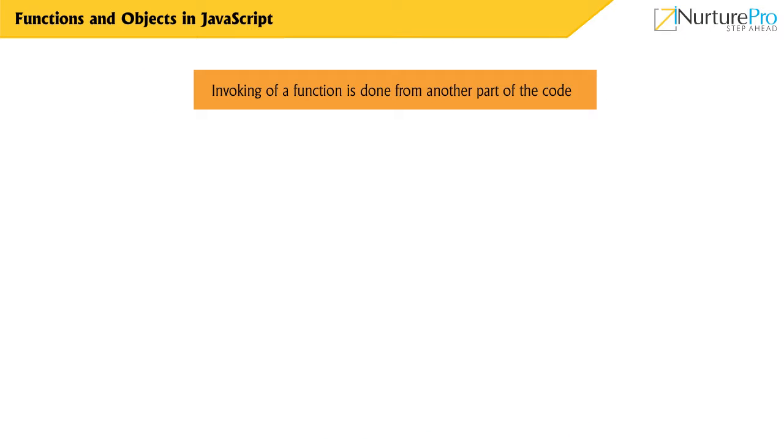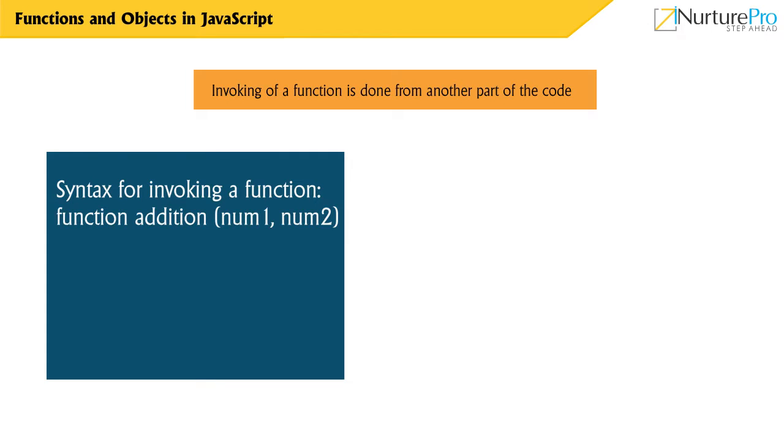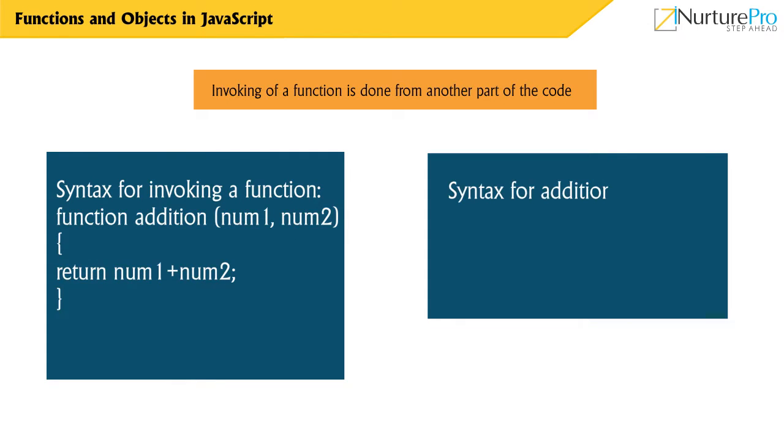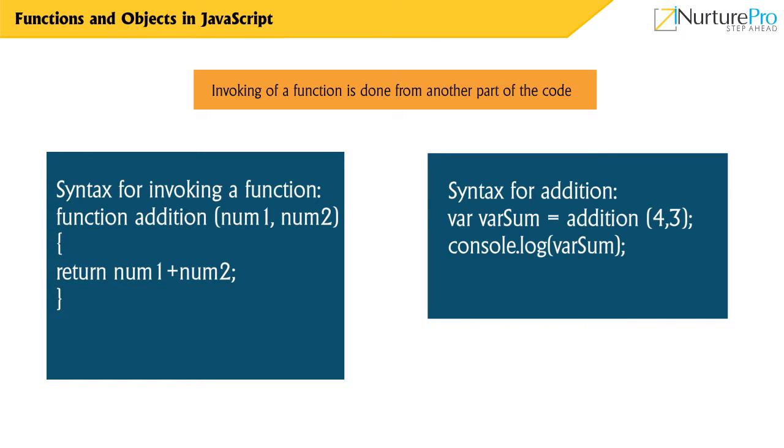Invoking of a function is done from another part of the code. Syntax for invoking a function: the following code invokes the function and passes the values 4 and 3 for the parameters number1 and number2. The function returns the sum of the two values, assigned to the variable sum.